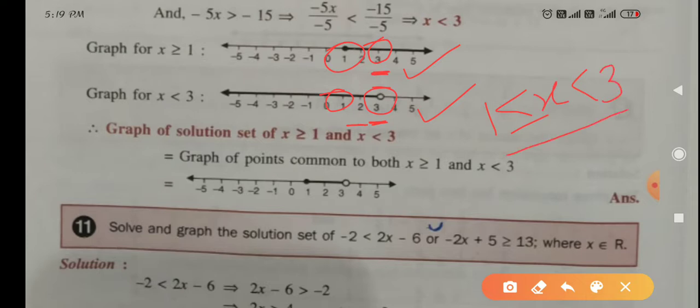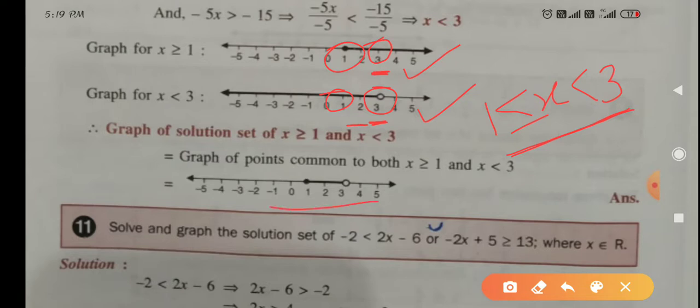So and means intersection. Intersection means common values of both the solution sets you have to take. So common values, how can you find? Like this I told you, 1 is less than or equal to x is less than 3. 1 is included in both the solution sets. 3 is not included in both the solution sets. So that's why we are not putting the equal to sign at 3. But less than 3, all the values are common.